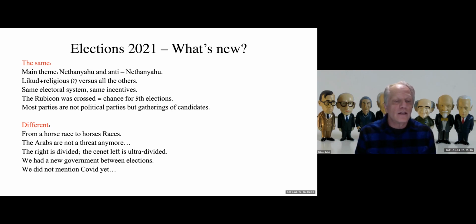What is also different is that the right is divided and the center left is even ultra divided. So we have more divisions. As I said, more horses are running, more divisions. This might influence the results of the elections if one or two parties fail to cross the threshold. This can change the election results. As we saw in 2019, the first elections, if two right-wing parties had not failed to pass the threshold, Netanyahu would be the prime minister with a very stable government at this point in time. What is also different is that now we have a new government between elections. Gantz is running for elections and other people from his party are members of the ruling coalition. So there is some difference there.